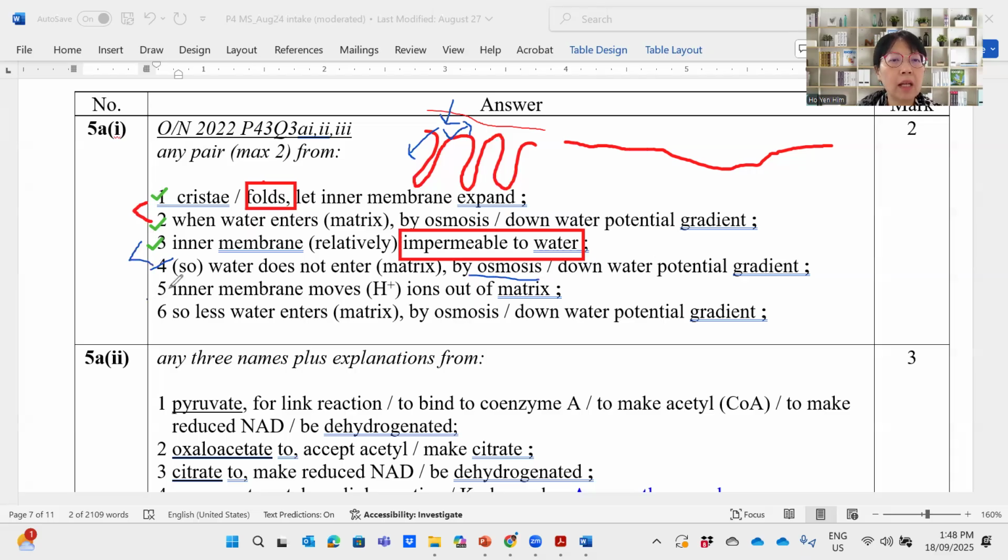Lastly, the inner membrane can pump proton out of the matrix. So this is the inner membrane, right? It is able to pump the proton into the intermembrane space when electron is transported in the mitochondrion.